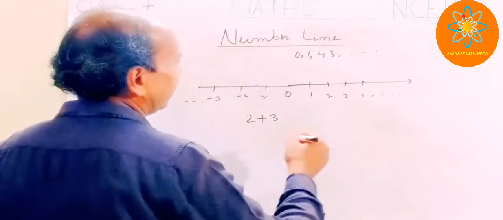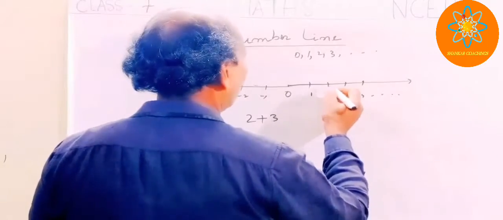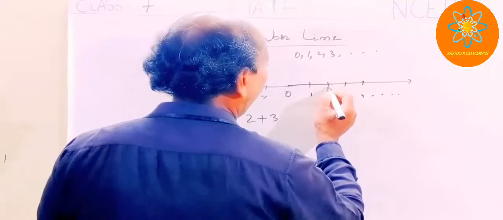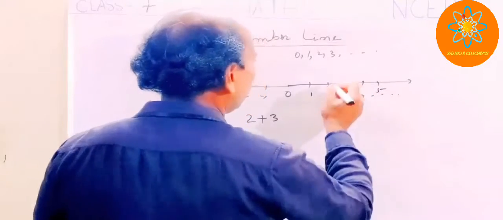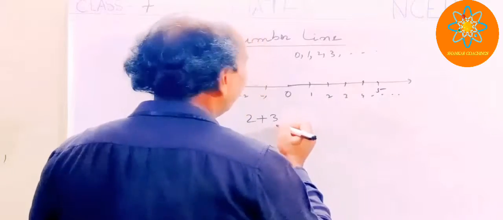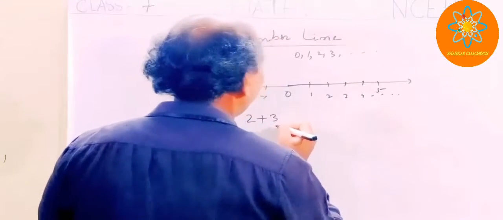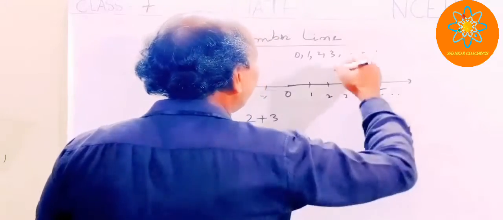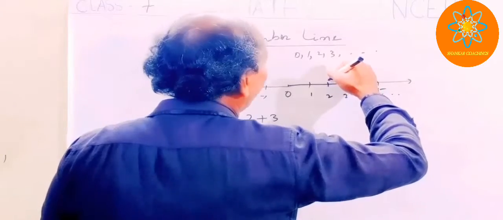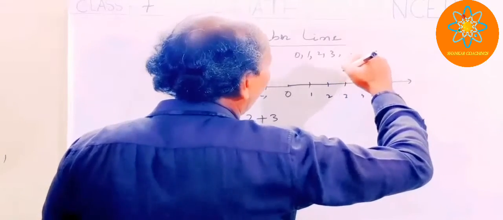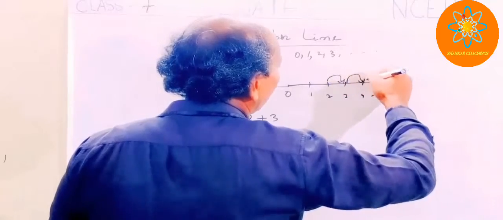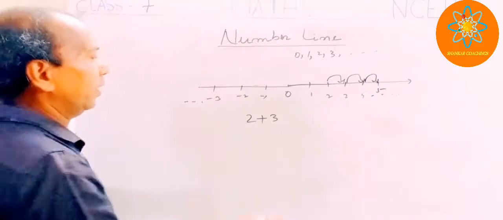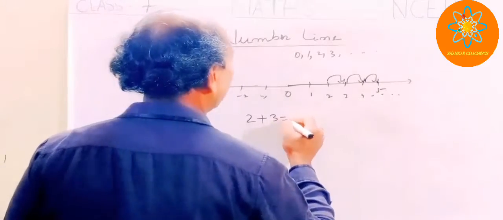So we will take 2 is here, and 2 plus 3, so 2 is there, and after that 3 is there. So how will we represent that one on the number line? So this is 2. After that we have to make how many steps? 3 steps. 1, this is 2, and this is 3. So we are getting 2 plus 3, that is 5.